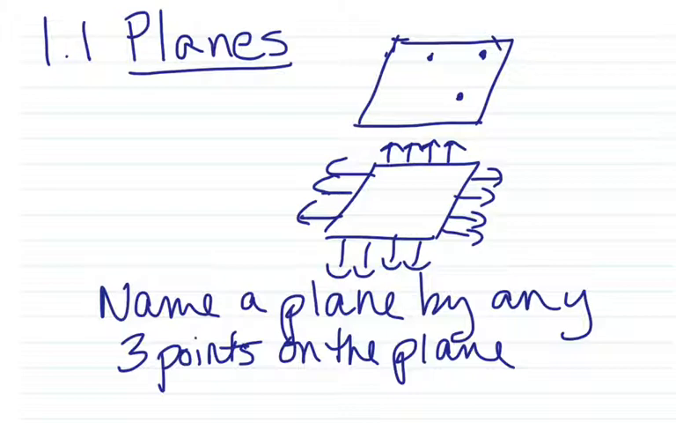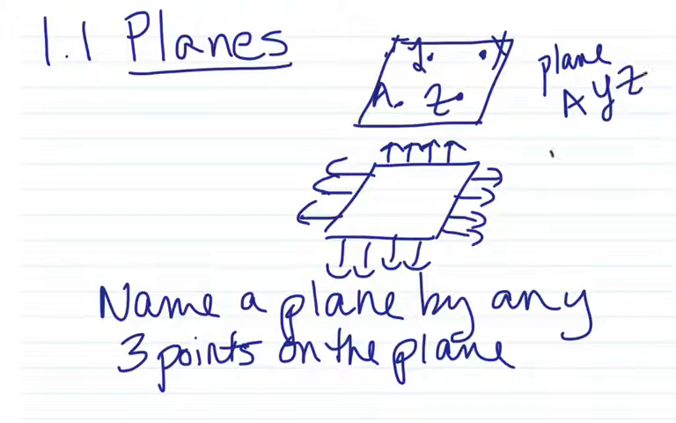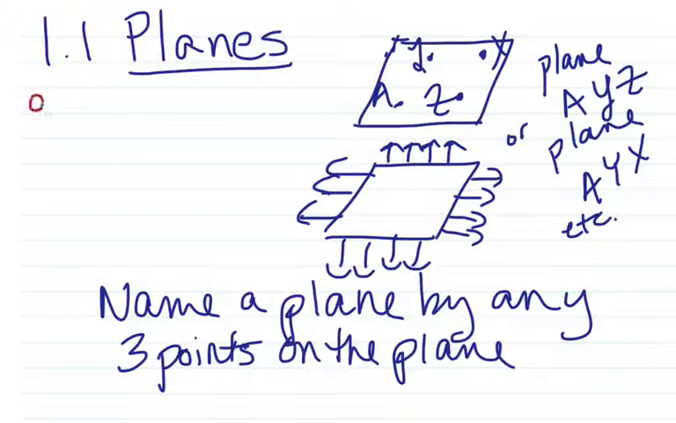So now we've got some points on the plane. Got X, Y, and Z, and A. We could name that plane lots of different things. We can name it plane AYZ. Lots of other possibilities. We can call it plane AYX. Any combination of those three of those 4 letters. So that's how we can name it.